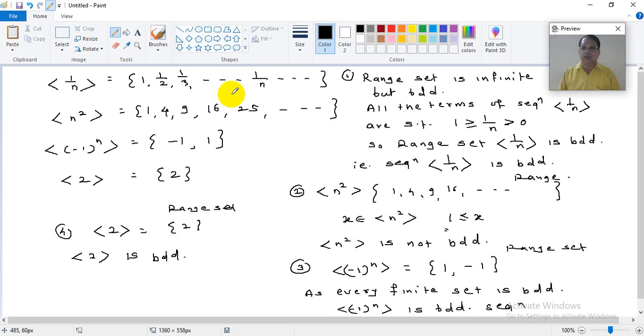Okay, so this lecture is devoted only to telling you what is meant by a sequence being bounded, and how you will check whether a sequence is bounded. The rule is: write down the range set of the sequence, and if the range set is bounded, the sequence is bounded. And also always remember that a set which is finite is always bounded.